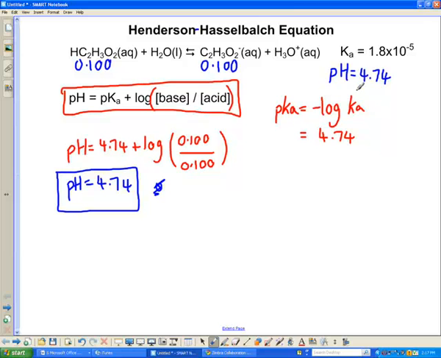So what you find is, for every buffer that you come across, you can calculate the pH two ways. One, using the ICE table. Two, using the Henderson-Hasselbalch equation.